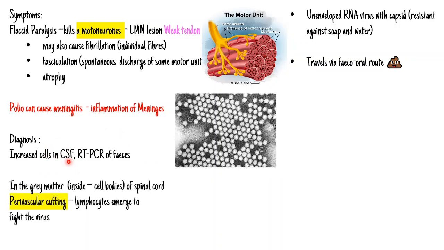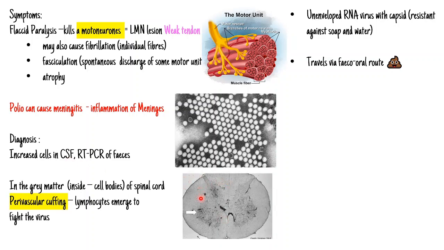Now, it's important to note that sometimes you may see something called perivascular cuffing. Okay, so poliovirus lives within your grey matter. Your grey matter is the cell bodies of your spine. Outside you've got your white matter, which is your cell axons. So you might be able to see some black spots here in the grey matter. These are lymphocytes that have emerged to fight off the virus. This is known as perivascular cuffing.